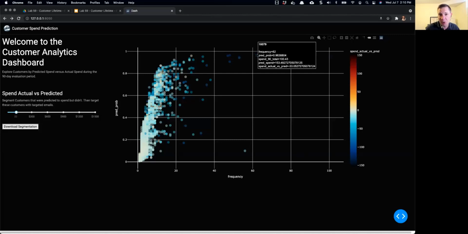So this might be a customer that we want to target with an email or something to kickstart them to get them spending more money with us, because they haven't spent as much as they were predicted to spend. So this is how you can use this tool.